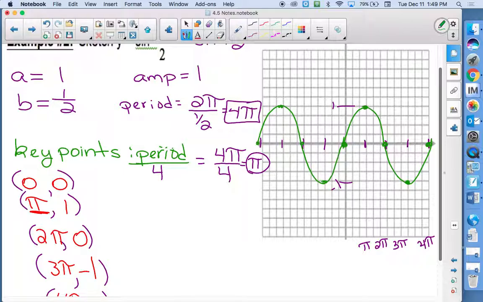So yesterday, we would have graphed just to 2 pi, and I would have had 2 curves there. Now today, we're graphing to 4 pi because the graph has really stretched. It's doubled in size. Questions?